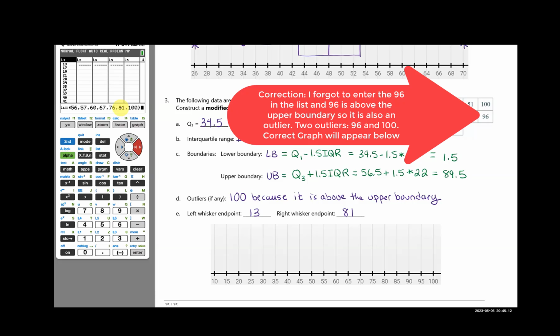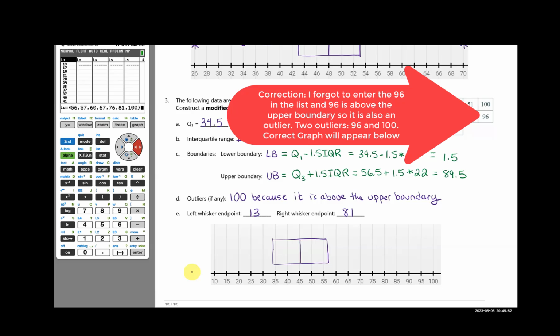All right, and then we're ready to graph. So just approximating here, it does not have to be perfect. I'll do my Q1 first. So 34.5. Yeah, I'll go there. Good enough. 34.5 and 56.5. All right, good enough. So there's the box part of my box and whisker diagram.